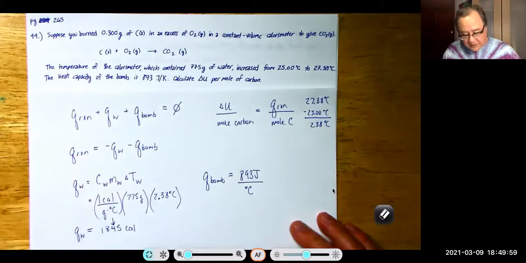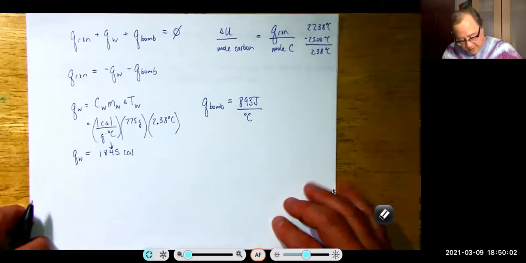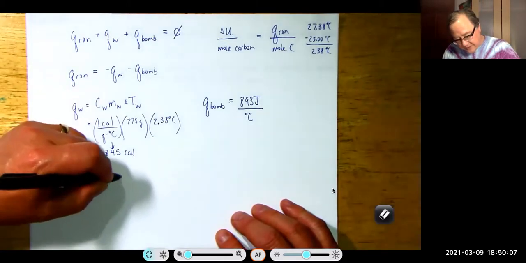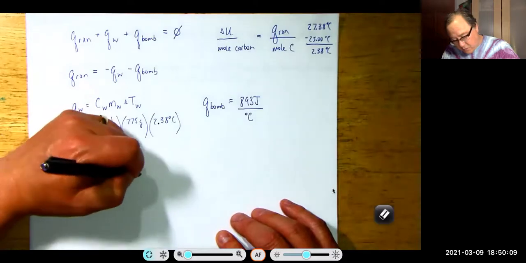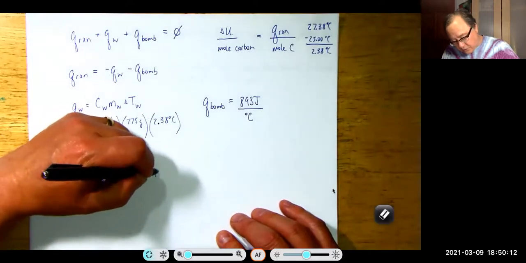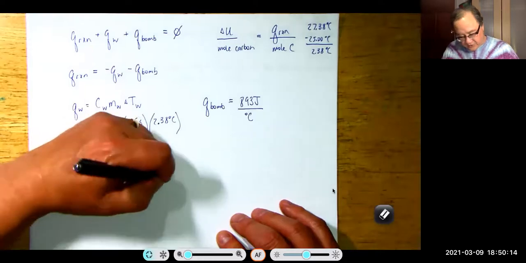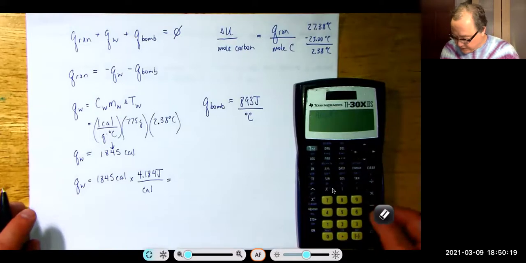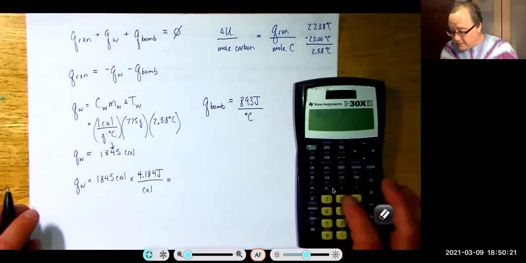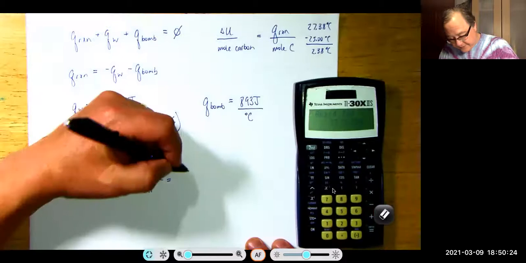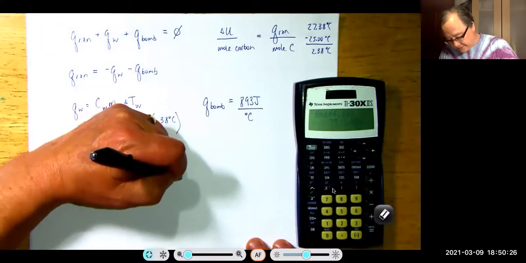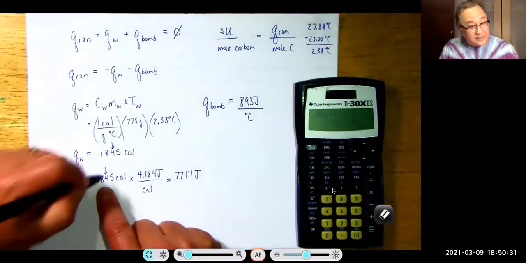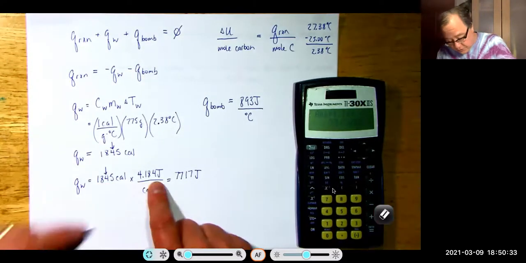So I'm going to put my sheet of paper up and I'm going to write Q of W is 1,845 calories times 4.184 joules per calorie. So let's see what we get here. Times 4.184, and we get 7717 joules. Remember, this is good to 3 significant figures. This is good to 4, so this would be good to 3.